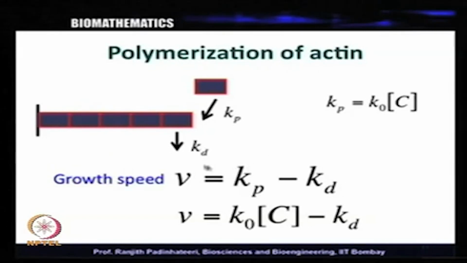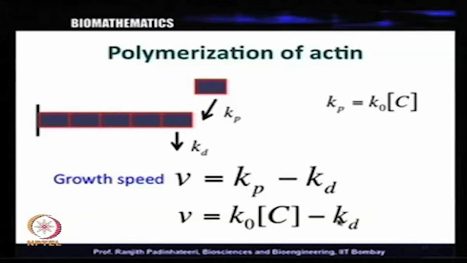So, the growth speed is nothing but Kp minus Kd, the polymerization rate minus the depolymerization rate. And we saw that the polymerization rate is k0 times C. So, I can substitute this here. So, V is nothing but k0 times C minus Kd. So, we get an equation for the growth speed, or the growth velocity I should say. V represents the speed or velocity. So, the growth velocity is k0 times C minus Kd.